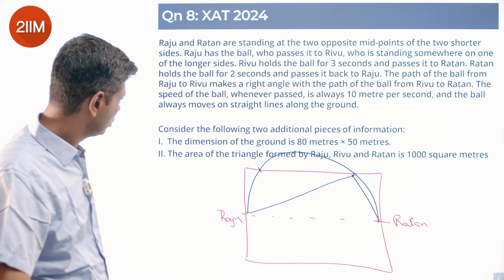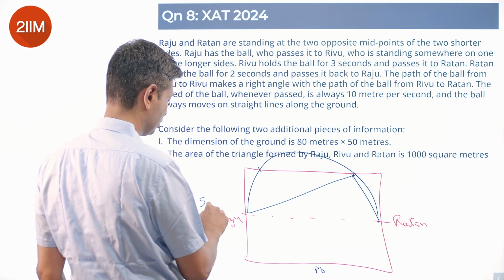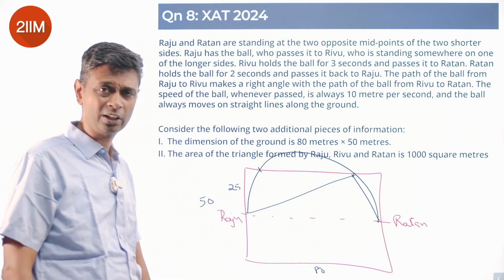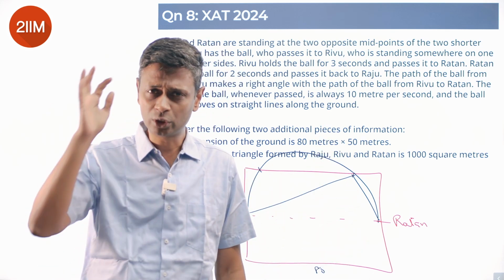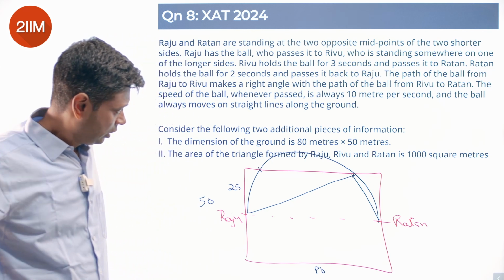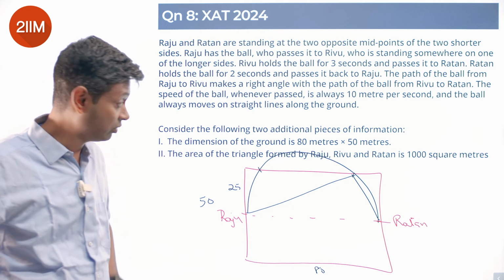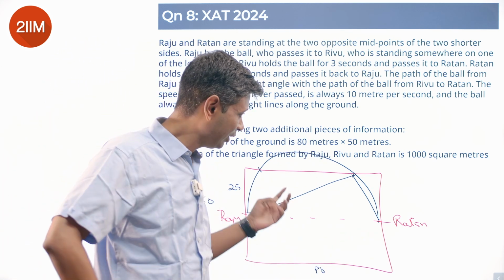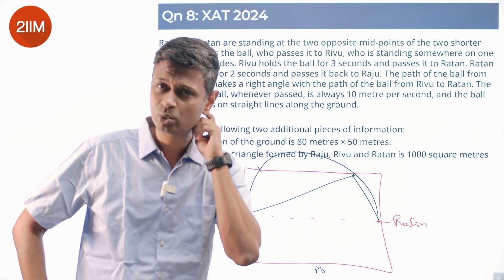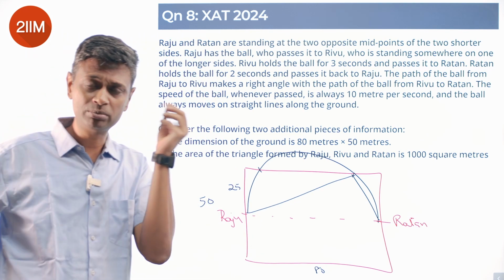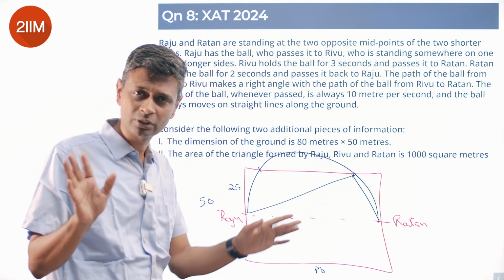Right? So the dimension of the ground is 80 by 50. If this is 80 and this is 50, this is 25. On the 80 we can locate the point and find this distance. These two are going to be symmetric, this side and that side. So if we have 80 by 50, then we can locate the points where Rivu is, and we can find this distance. We know the distance, the speed is 10 meters per second, and the time taken for this leg is somewhere 3 seconds, somewhere 2 seconds. I'm not paying attention to remembering each of those numbers. I don't want all that. If I can find 3 distances, I'm through. I'm very happy with that.